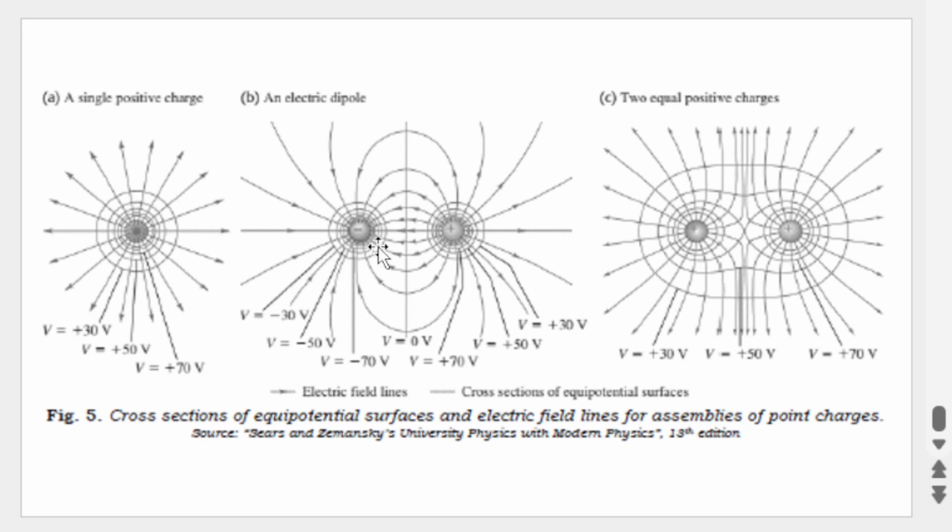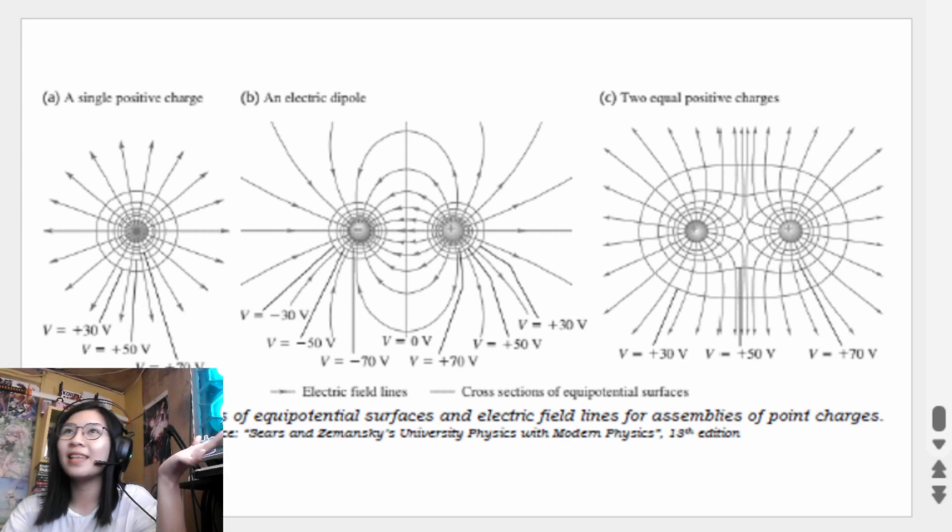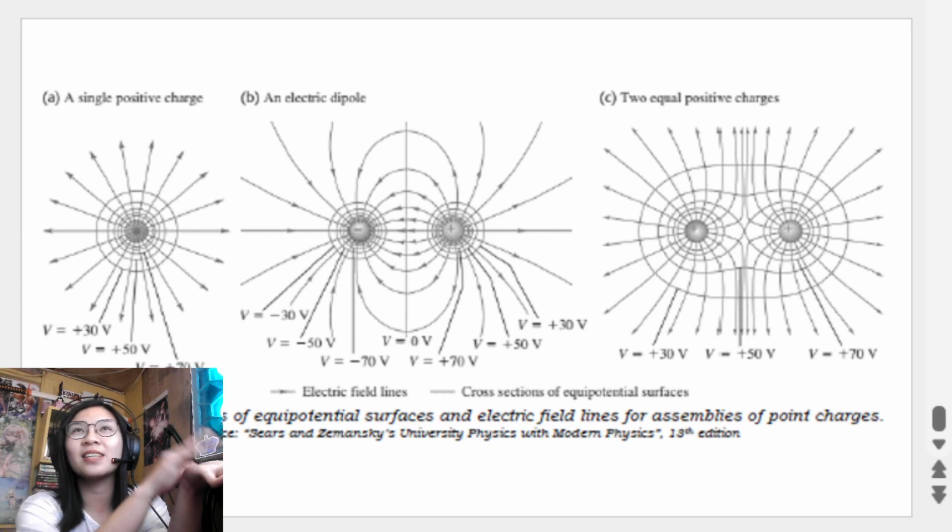If they attract each other, this is what we call the electric dipole. You can see here that they have equipotential surfaces. The closer the equipotential surface is to the charge, the greater its potential. Same with this. Basically, that is all of the topics covered by electric potential energy and electric potential.